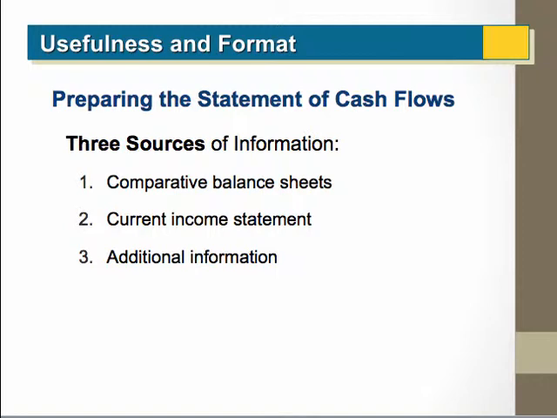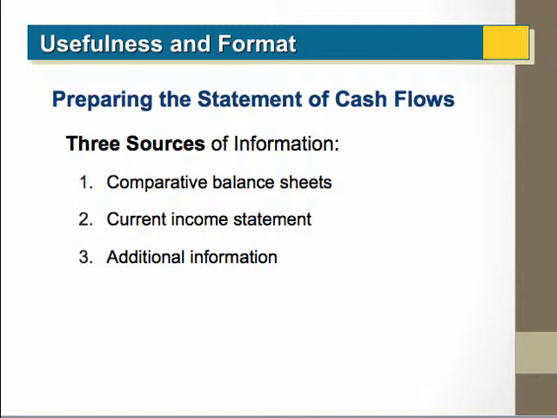The second item that we need is the current income statement. We need the current income statement because the income statement is the primary source of cash. So we need to determine on the income statement what the net income is, and then we need to adjust the net income value by the non-cash transactions that have affected the income statement.